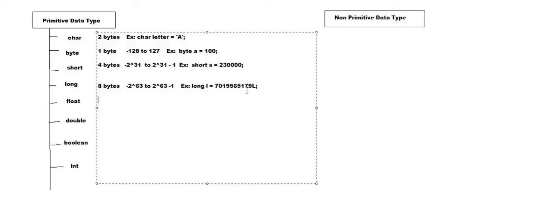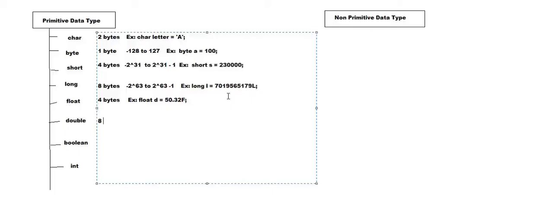Float is 4 bytes, but here we cannot assign any range because it can contain decimal values. For example, I will give 50.32, and here also we have to give f. If it is a float, you have to give f at the end. If it is long, we have to give the L at the end. There is no fixed range here because these decimal values will alter that range.